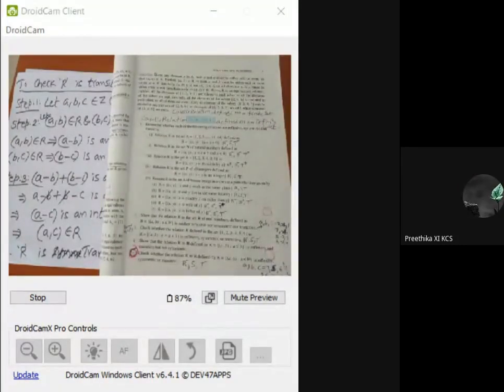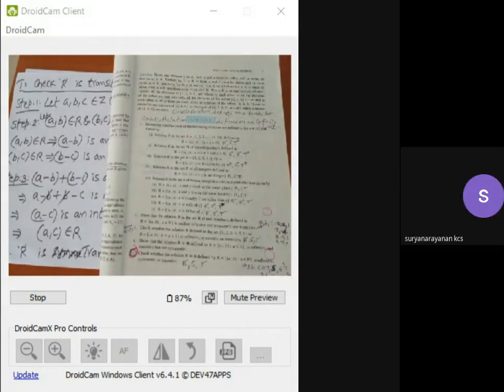Sir, I have a doubt in the previous homework sum. In the first question you have said that it is not reflexive, sir. But we have 1, 1 and 3, 3. So how will it be not reflexive, sir?